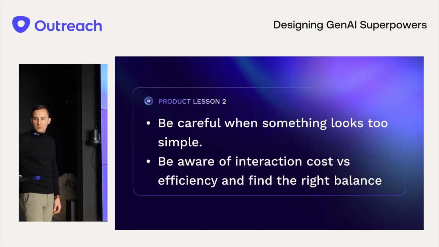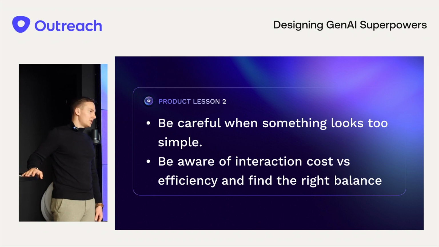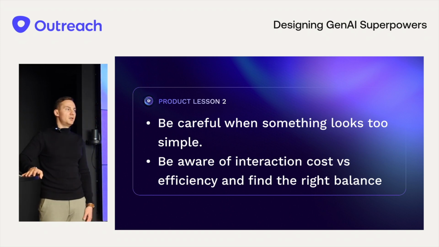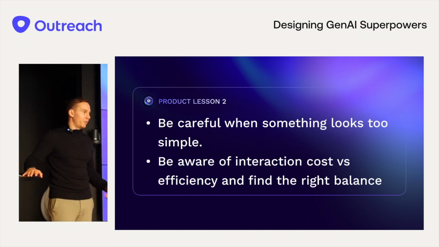This brings me to the second product lesson, which is that you should be careful when something looks too simple because you probably don't see the full picture, and that you should be aware of the interaction cost versus efficiency, and you have to find the right balance between those two to find good viability for your product.